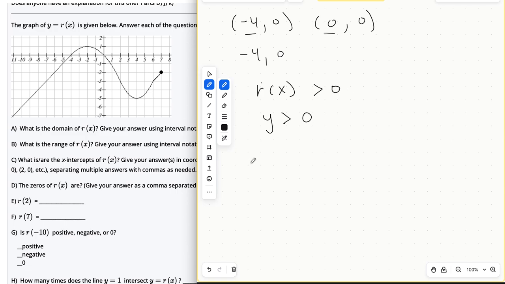So for the greater than, which I think was the first one, and it doesn't have equals to, so we don't want to include the endpoints, that's going to go from negative 4 to 0, or that interval right there.